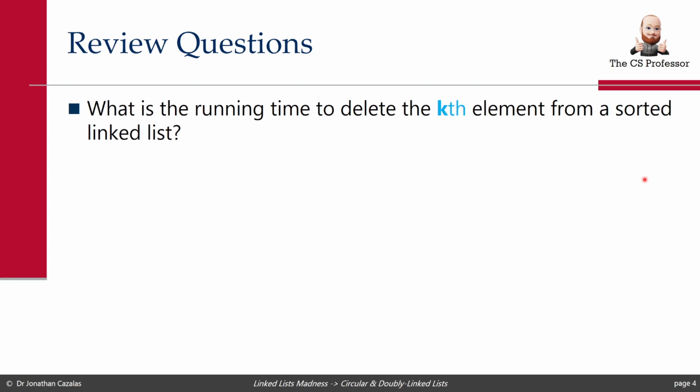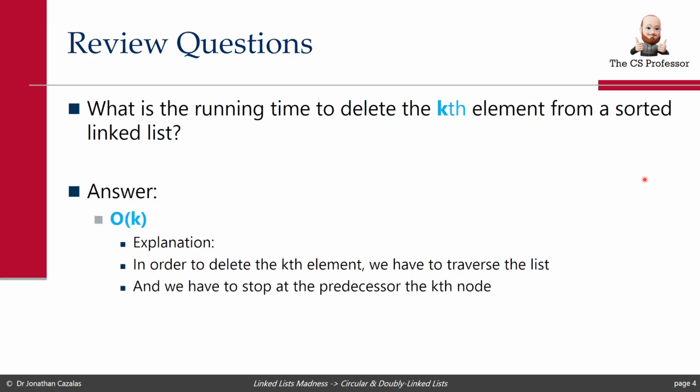What is the running time to delete the kth element from a sorted linked list? Not the first element, but what is the running time to delete the kth element? Pause the video. Think about all of the time that is required to make that happen. Pause and come back. The answer is O of k. The deletion in and of itself happens constantly. If we have access to the predecessor of that kth item, it's an O of 1 deletion.